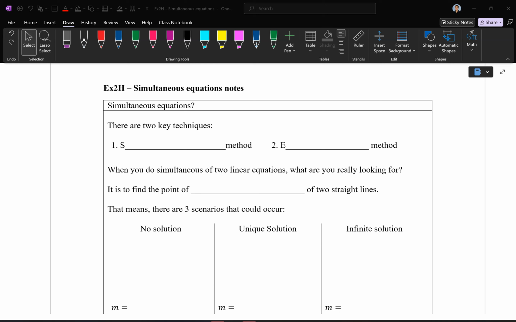All right, exercise 2H, simultaneous equations. So at bare minimum, when you're walking in, and you've done your holiday homework as well, you should already know how to do simultaneous equations. There's two key methods that you would have learned.